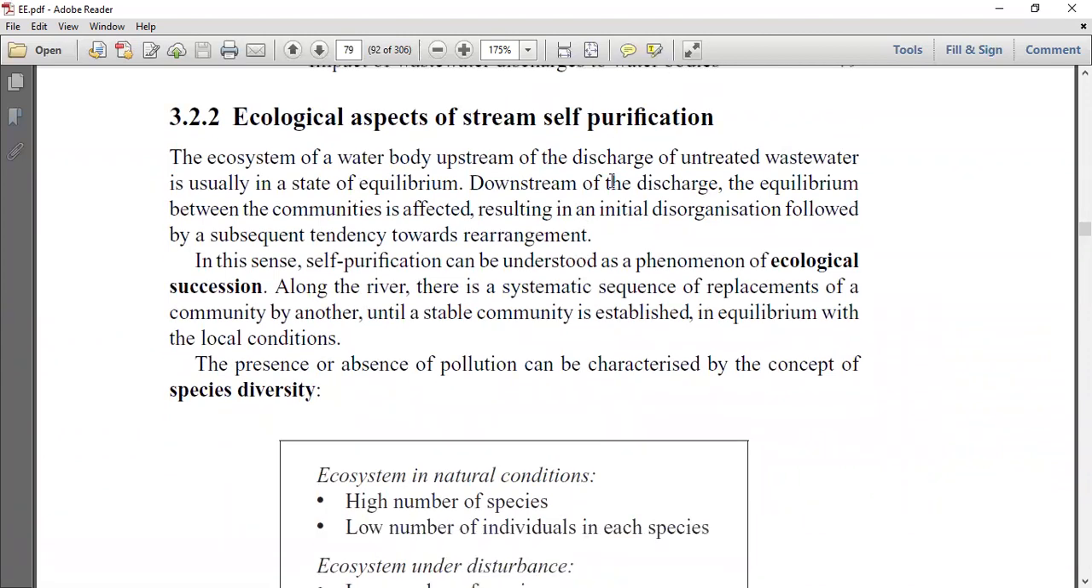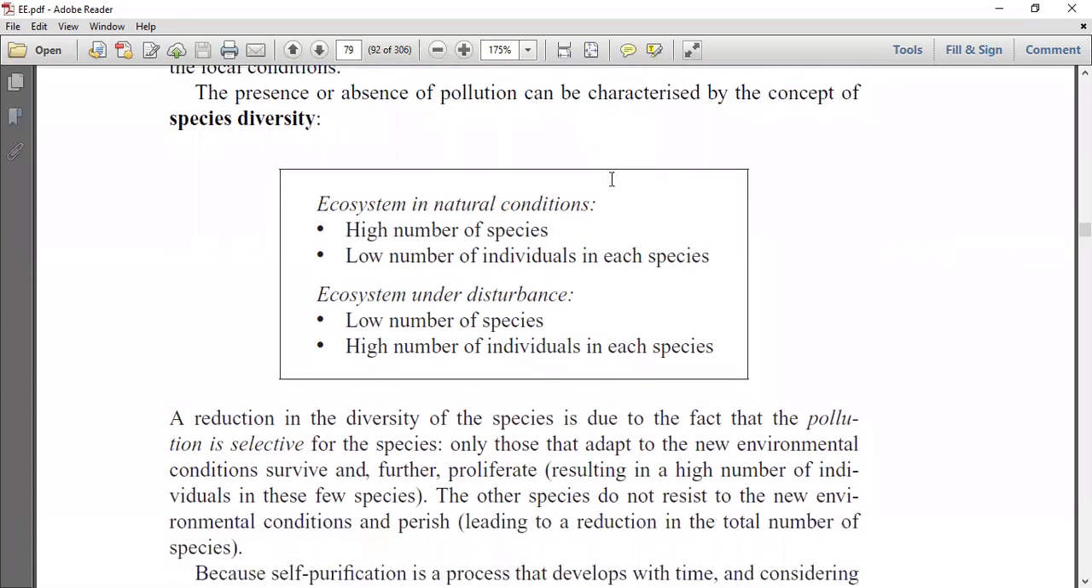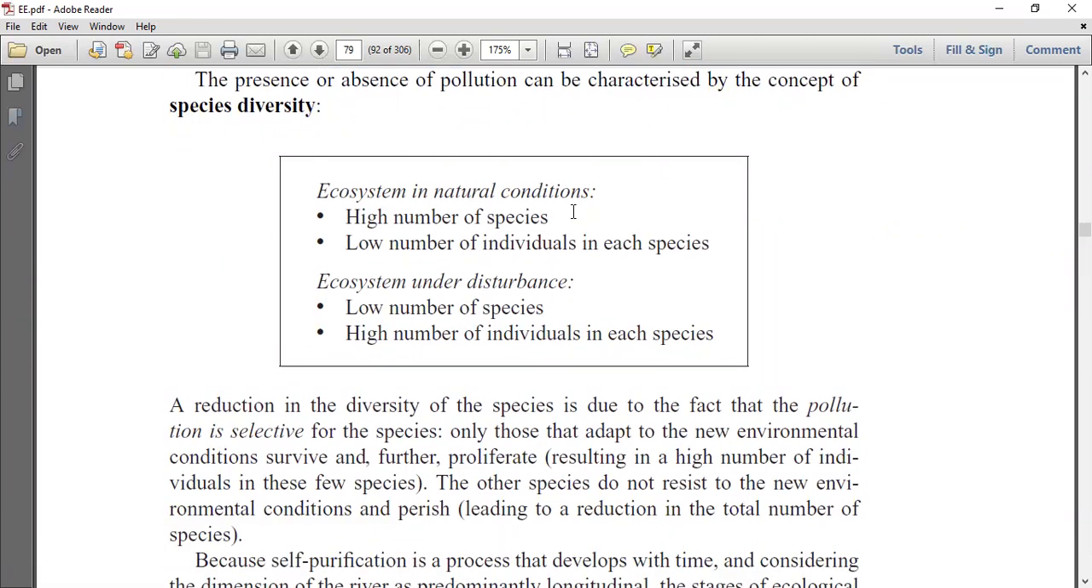The presence or absence of pollution can be characterized by the concept of species diversity. In the natural condition, the ecosystem has a high number of species and a low number of individuals in each species, and the ecosystem under disturbance has a low number of species and a high number of individuals in each species.